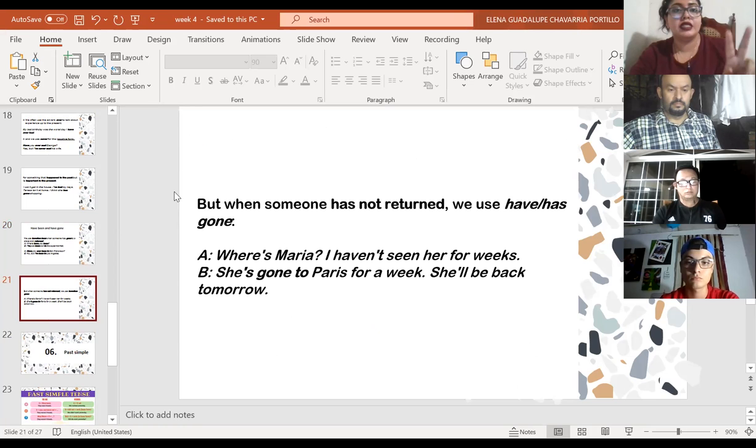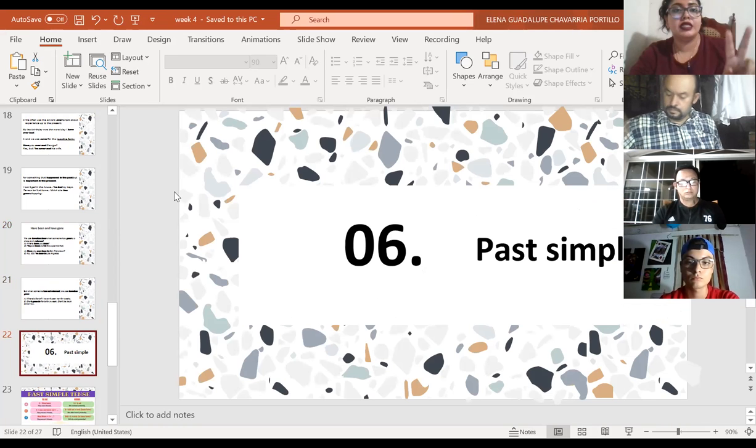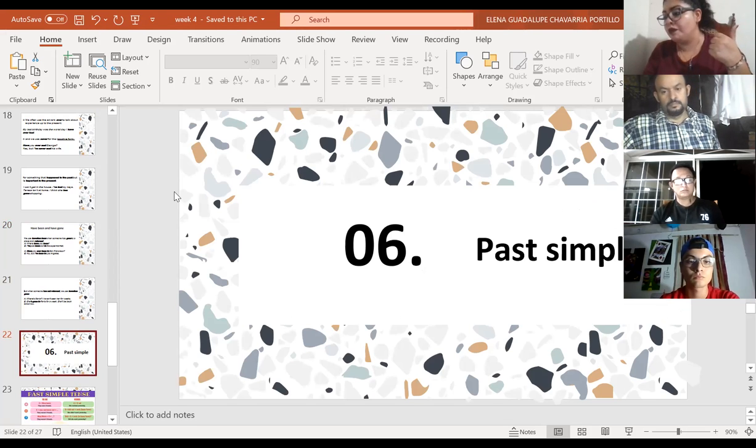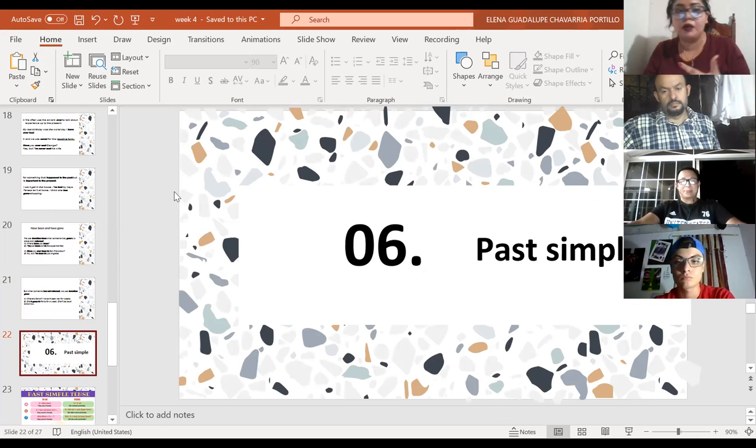Then we have the second part. This one, past simple, because we are going to make like a comparison between the two of them. The present perfect and the simple past. Este es el pasado simple. Cuando decimos pasado simple es porque no nos vamos a complicar mucho con su estructura. Es como el presente simple, ¿verdad? Sujeto, el verbo y el complemento y hasta ahí quedó.